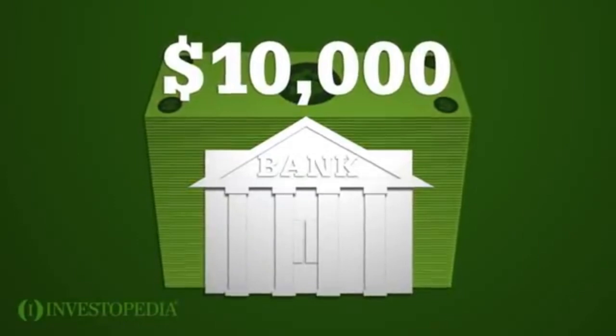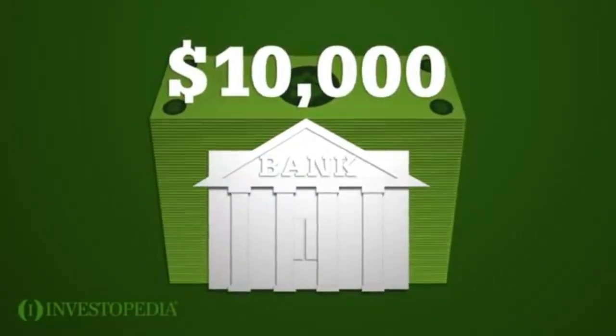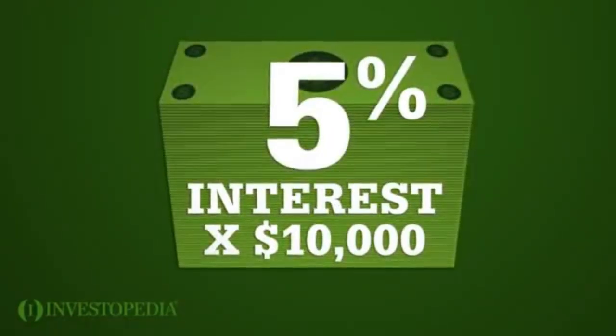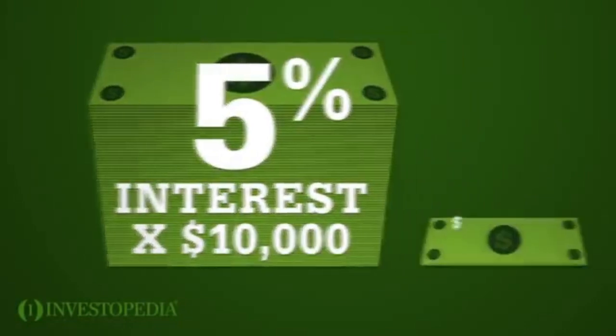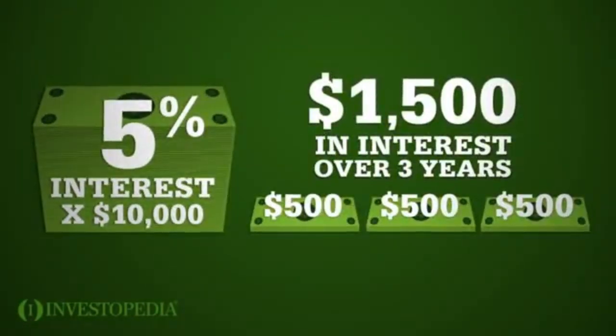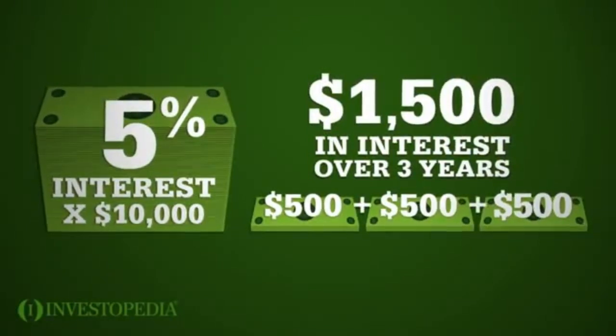Suppose you deposit $10,000 into a high-interest savings account at a 5% simple interest rate for 3 years. The interest you earn each year is 5% times $10,000, which equals $500, for a total of $1,500 of interest at the end of year 3. $500 plus 500 plus 500.